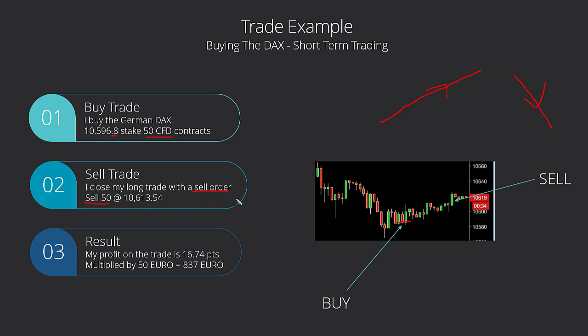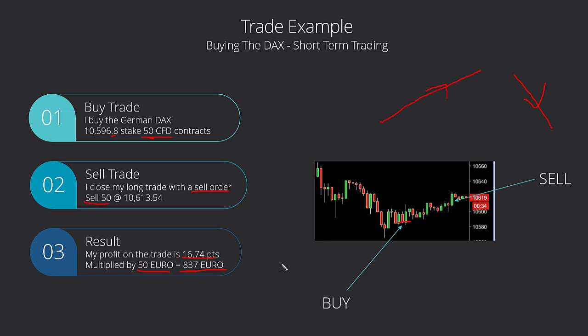And this time, the price the broker is offering us to sell at is 10,613.54. So we sell the full 50 CFDs, and the result is a nice profit. We have made 16.74 points on that. The easy way of calculating it is to multiply that by 50 euros, because we've got 50 CFD contracts. We know the value of one CFD contract is €1 per point move, so 50 CFD contracts is going to be 50 euros per point move. We just multiply that by the profit we've made, and that gives us a total profit of 837 euros.